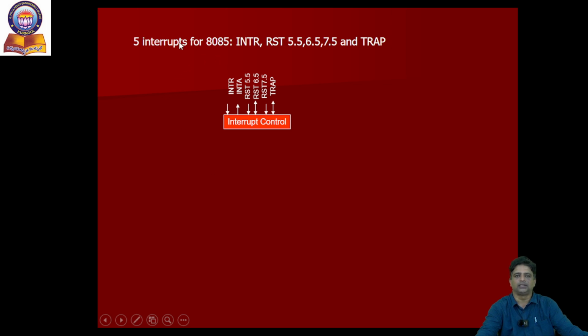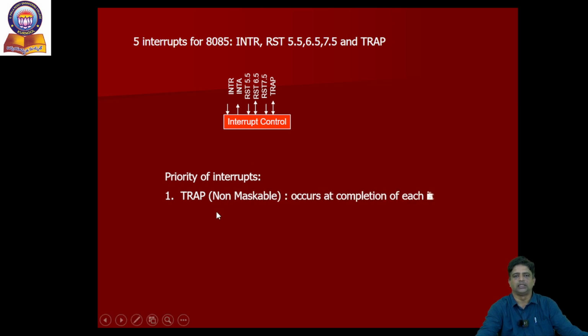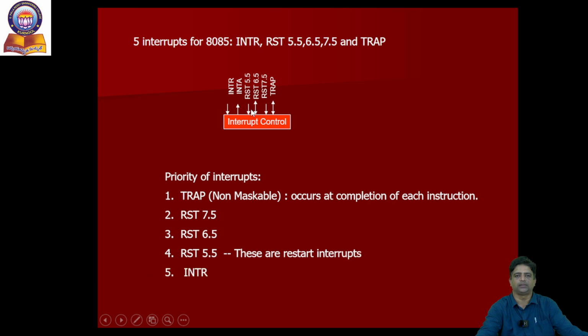In continuation, we will see interrupt arrangements. So we can see some names. Trap. Trap is a very good instruction which helps the microprocessor check whether any interrupt has been generated after execution of one single instruction. Trap is a non-maskable interrupt. Then other interrupts come in the same order in a priority: RST 7.5, RST 6.5, RST 5.5. These are all restart interrupts.